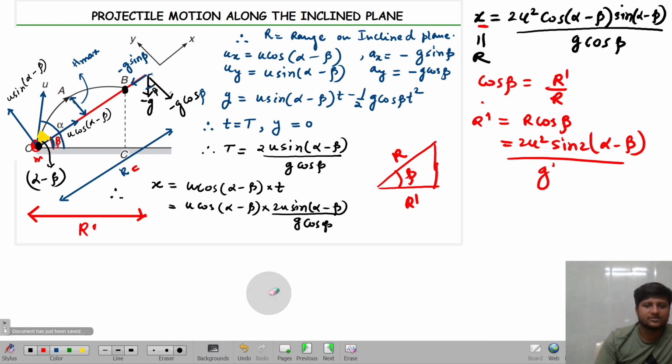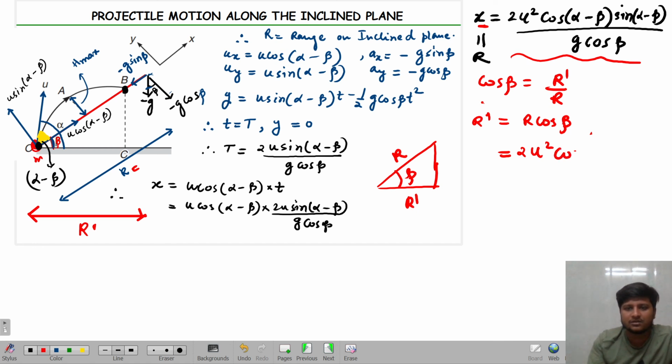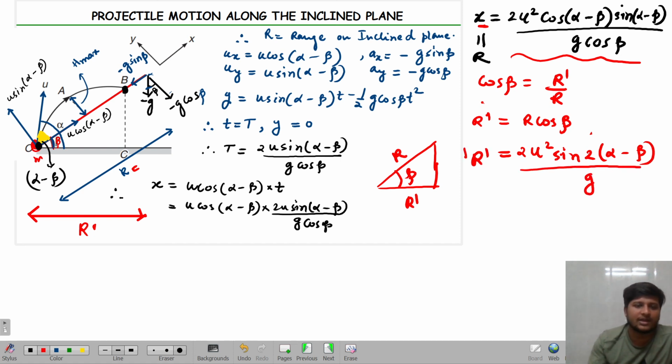Are you able to get me or not? What I'm saying, guys, simple. Look over here. What I'm saying is that this r prime is nothing but how much? r is given as this value. Yes or no? This is my value. cos beta and cos beta will get cancelled, and what you got? 2u square sin 2(alpha minus beta) divided by g, and this is my r prime, or the range along this x direction. Now you try to understand what I have done.